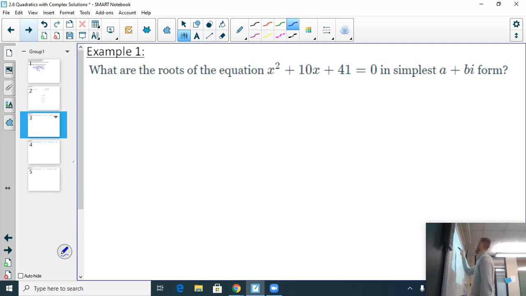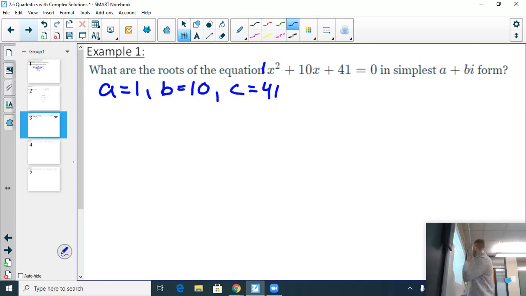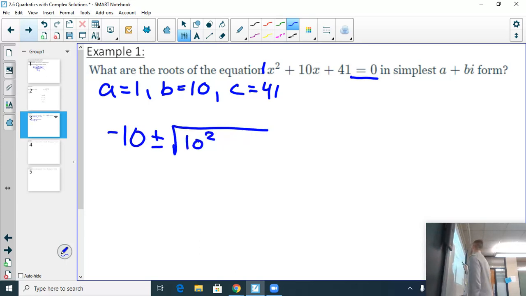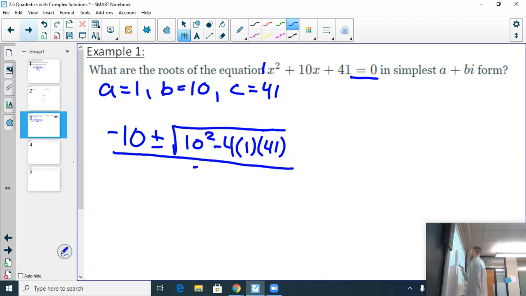And remember, I'm going to write this out. A equals 1, there's an invisible 1 there. B equals 10 and C equals 41. They're all positive, right? And we have equals 0, so we're good to use it. So negative b, -10, plus or minus the square root of b squared, I'll write it out, 10 squared minus 4 times a, which is 1, times c, which is 41, all over 2 times a, and I'll write this one all the way out.